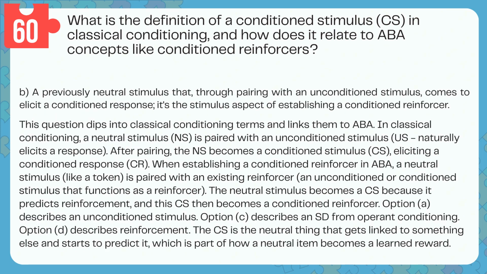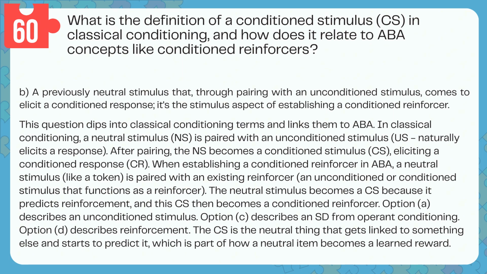Answer. B. A previously neutral stimulus that, through pairing with an unconditioned stimulus, comes to elicit a conditioned response. It's the stimulus aspect of establishing a conditioned reinforcer. This question dips into classical conditioning terms and links them to ABA. In classical conditioning, a neutral stimulus, NS, is paired with an unconditioned stimulus, US, which naturally elicits a response. After pairing, the NS becomes a conditioned stimulus, CS, eliciting a conditioned response, CR.